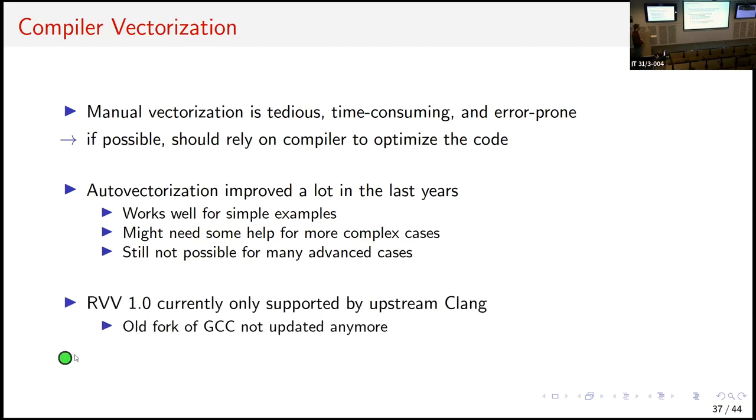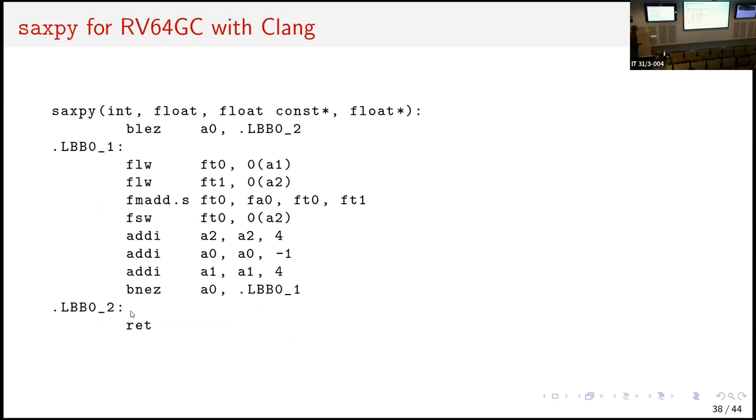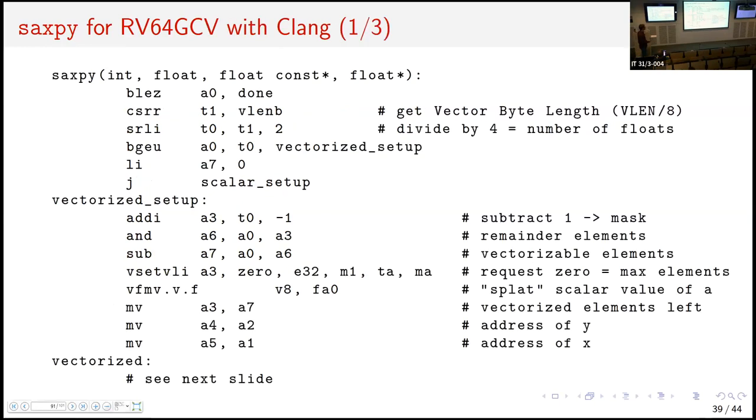So Clang has already support for RISC-V 1.0, so for the ratified version of it. So let's see what we get. This is the compilation output for 64GC, so no vector extensions yet, and you just get scalar code. You load X and Y, you multiply them, you store it back, you do the loop, you go back, scalar loop. It's pretty straightforward to understand what's happening here.